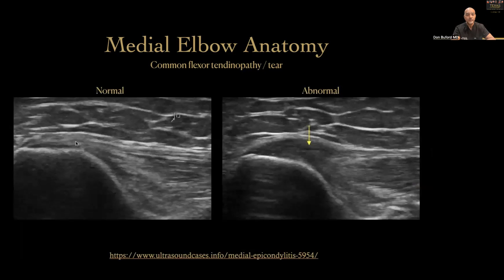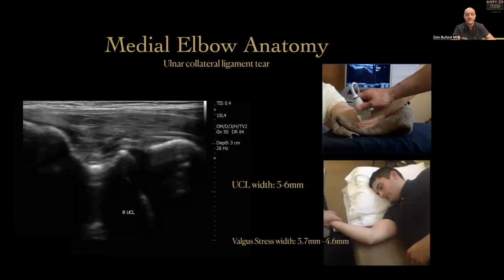And so this would be normal. You can see the tendon here coming off of the medial epicondyle. Abnormal, this flexor tendon starts to get thickened. Notice how compared to the picture on the left, which is more hyperechoic, this is darker. You kind of lose that hyperechoic signal right about here, a little bit to the right of that yellow arrow. And again, don't forget to do side-to-side comparison if you're not sure.